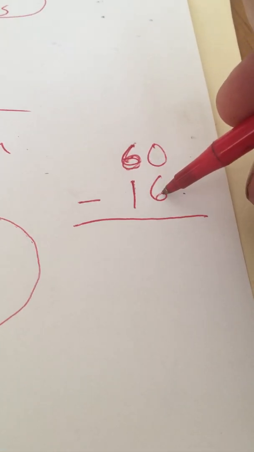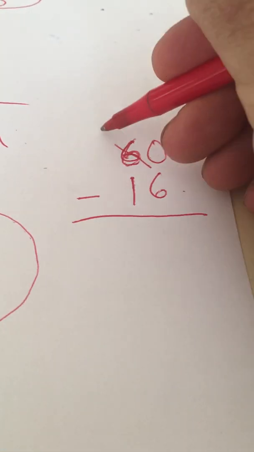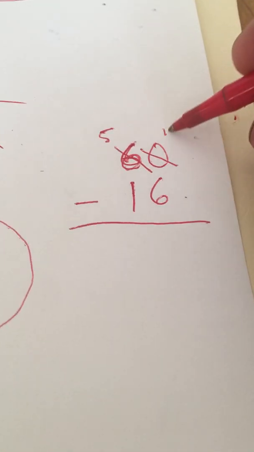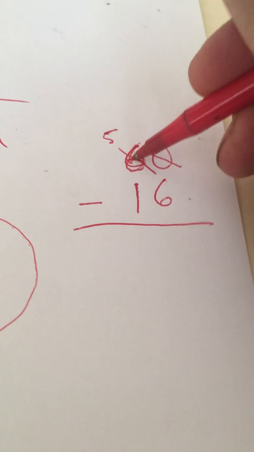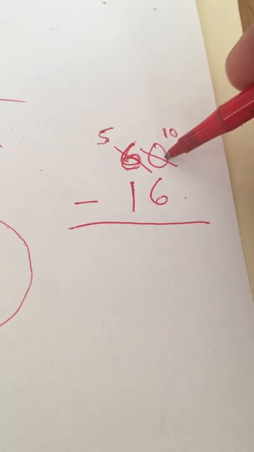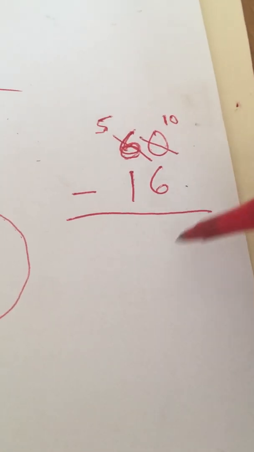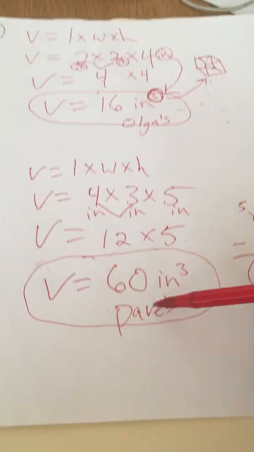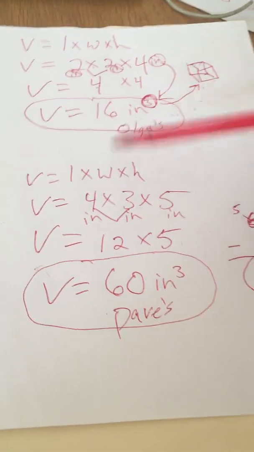We have 0 ones. You can't take 6 away, so you're going to borrow. Take 1 from the tens place and add 10 to the ones place. Just trading. Take 1 away there. Add 10 to the ones place. 10 minus 6 is 4, and 5 minus 1 is 4. I'm struggling to write these today. So 44 is the answer. 60 minus 16. The difference between these two people's prisms is 44.